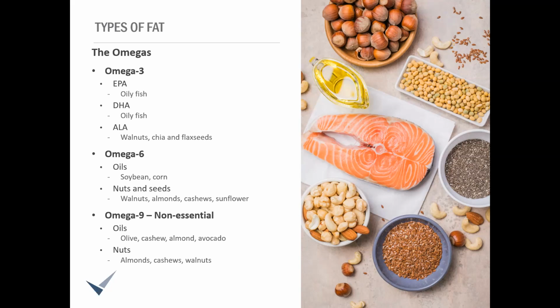Okay, what's the deal with omega-6? These mainly provide energy for our body. So recommendations are around 17 grams for males, 12 grams for females per day. The most common omega-6 is linoleic acid, which the body converts to other fats that are pro-inflammatory.